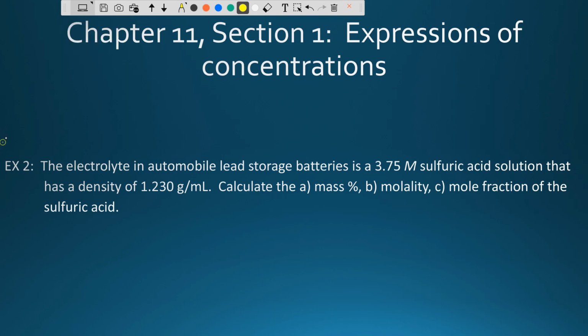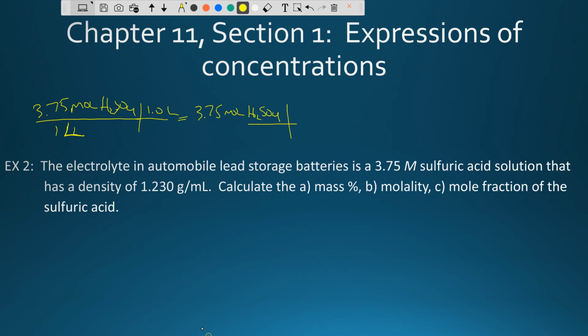All right, 3.75 molar. That means that I'm going to have 3.75 moles of sulfuric acid, H2SO4, per 1 liter of the solution. Okay? And in this particular case, they don't tell me how much, so we just know that we've got that many moles per liter. Okay, so let's find a mass percent from this. If I have 1 liter solution, they didn't tell me how much. Let's go ahead and assume that we have 1 liter of solution then. That gives me 3.75 moles of sulfuric acid to work with.